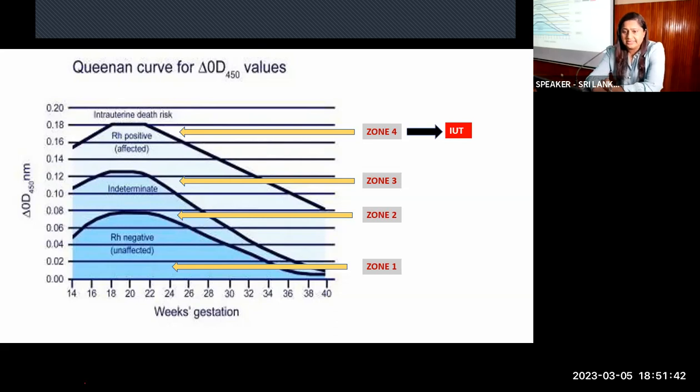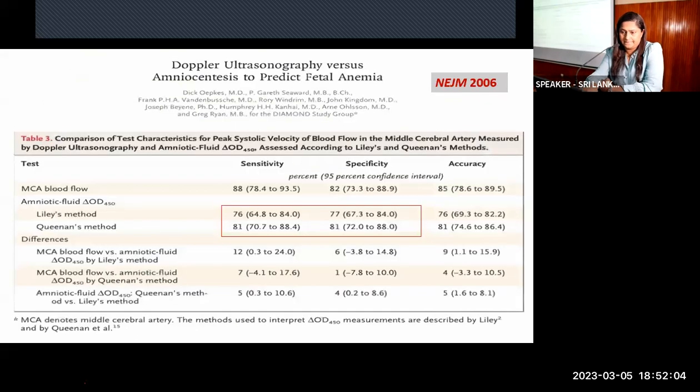As for the Queenan curve, here we have four management zones for following alloimmunized pregnancies. You can see zone one, two, three, and four. When you get to zone four, there is a high risk of intrauterine death, and this suggests the need for intrauterine transfusion, whilst in zone one, this is more likely to suggest an unaffected baby.